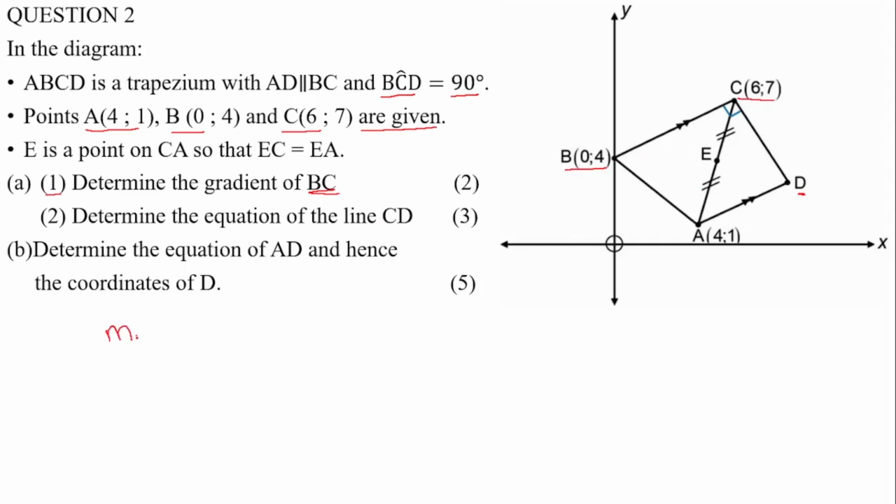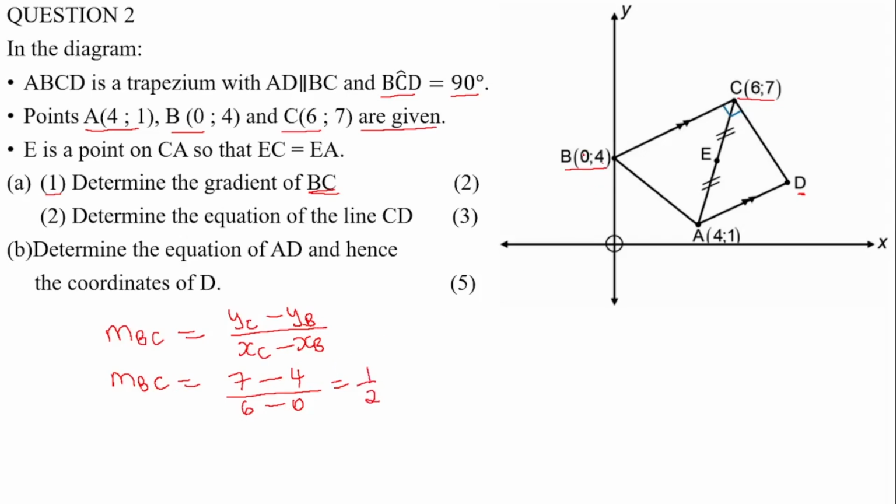So we're finding the gradient of BC, which is equal to change in y. So y at C minus y at B over x at C minus x at B. Okay, so it means the gradient of BC is equal to y at C is 7, then minus y at B, that is 4, over x at C, that is 6, minus x at B, that is 0. So which is 3 over 6, which is 1 over 2. So the gradient of BC is 1 over 2.